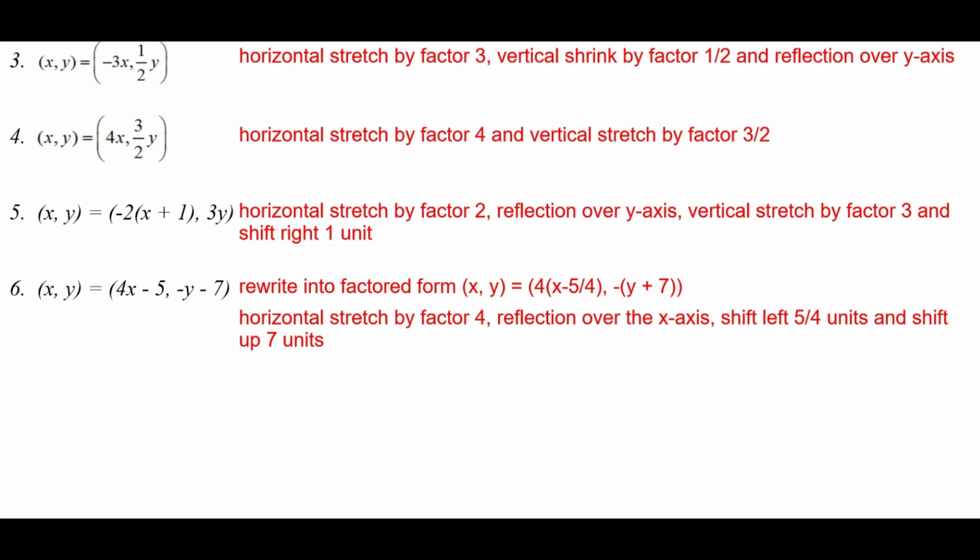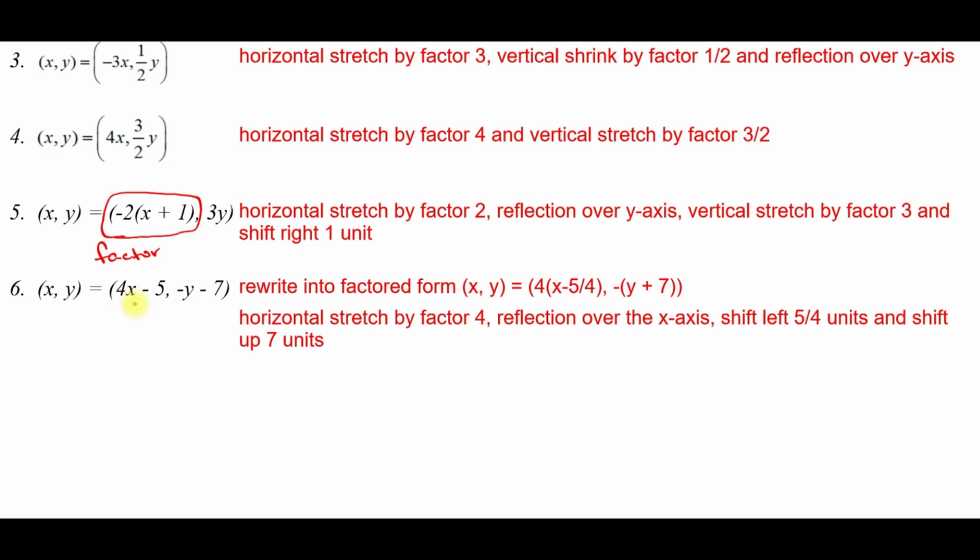Looking at number 5, what I want you to pay attention to is that this term right here is in factored form, and that's what we need before we can start talking about the transformations. So we want the x or y in the innermost parenthesis to not have a coefficient in front of it. So in this case now we're going to talk about this is a horizontal stretch by a factor of 2, a reflection over the y-axis, a vertical stretch by a factor of 3, and a shift of 1 unit to the right. In this last one, we are not in factored form, so we have to rewrite into factored form.